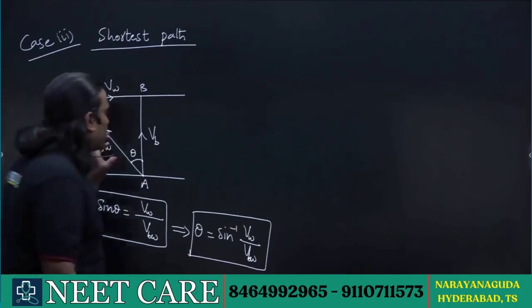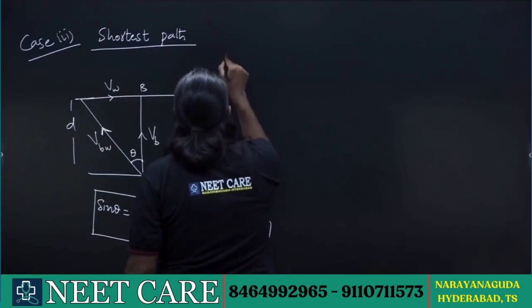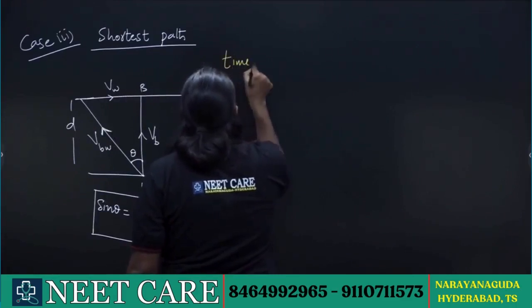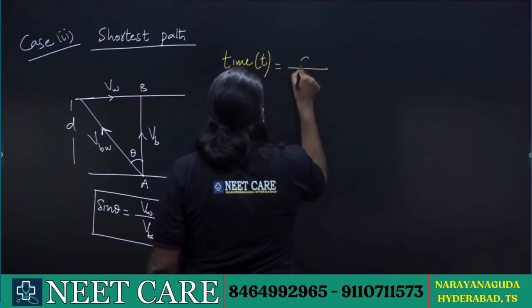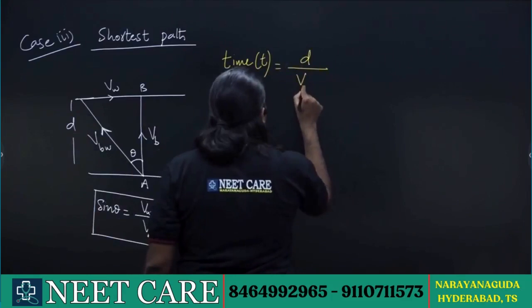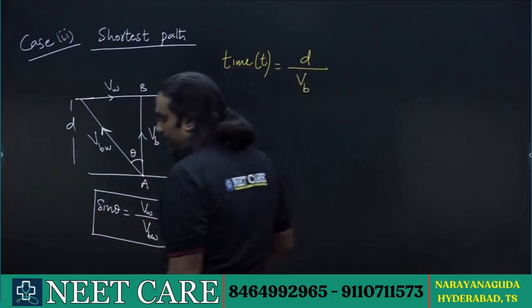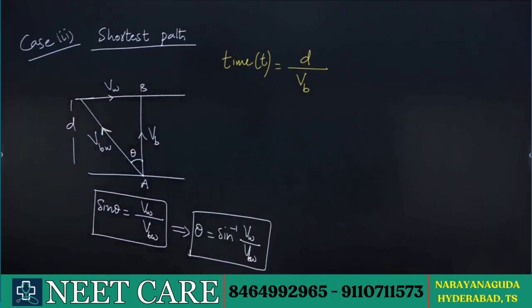And sometimes you will be asked to calculate the time when the boat is reaching the opposite end in the shortest path. This is equal to d by VB. Time is all the time d by VB. Along AB the net velocity is VB. While calculating the time you must take VB over here. Okay? Right. Next.